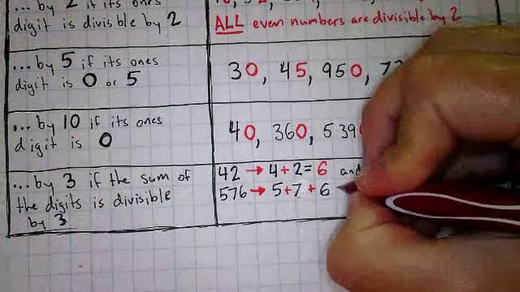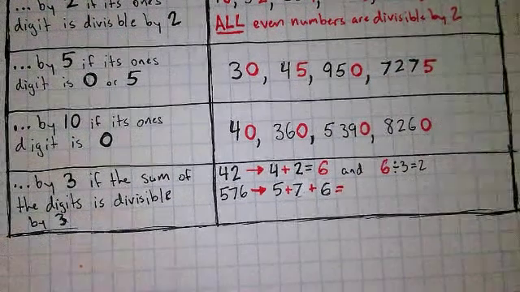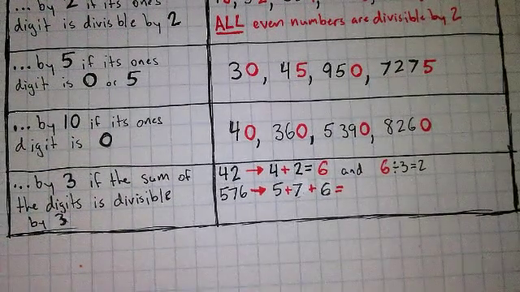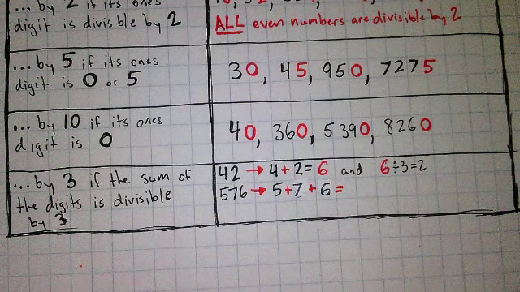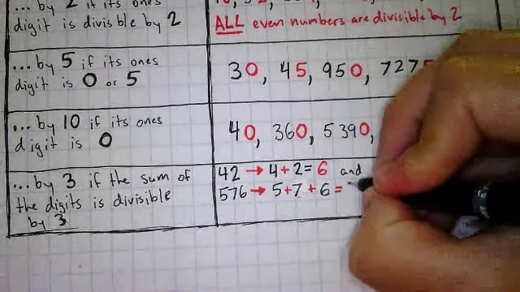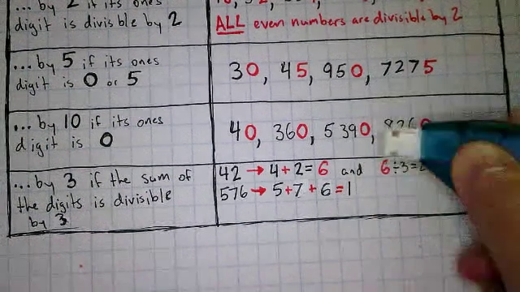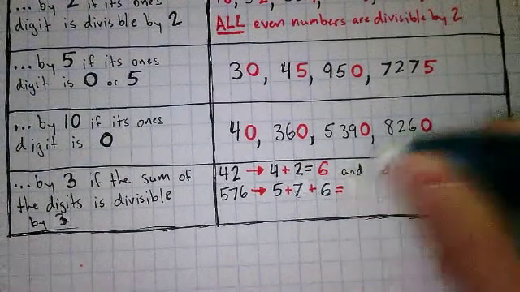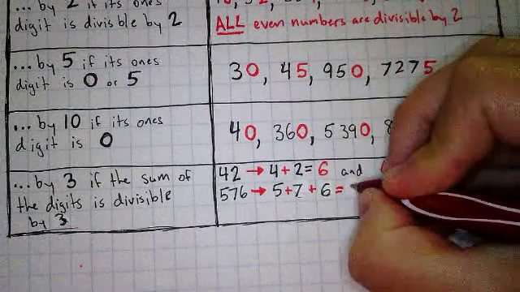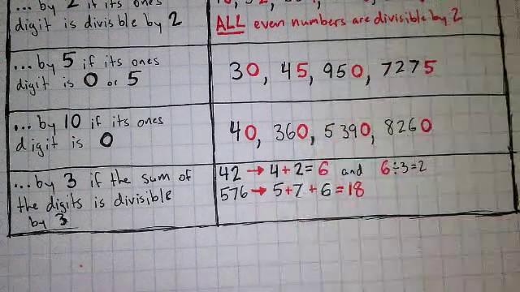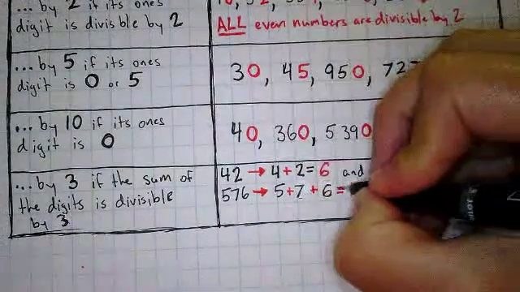Okay. So, 5 plus 7 plus 6. What does 5 plus 7 plus 6 equal? Sebastian? 18. It is 18. And I should write that in red. And is 18 divisible by 3? Yes. I know that.